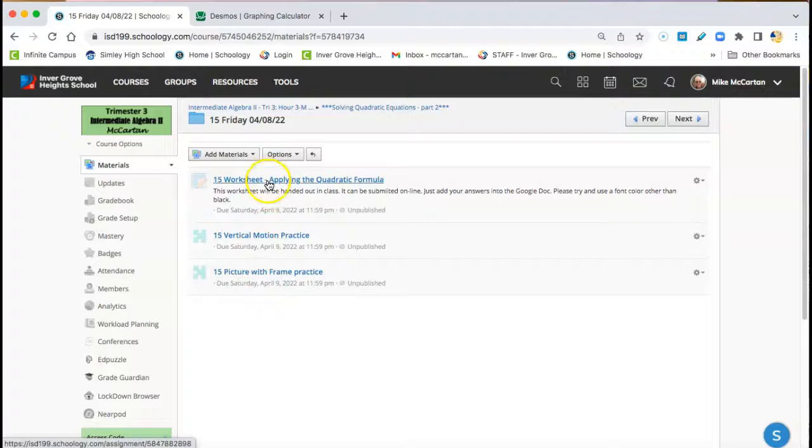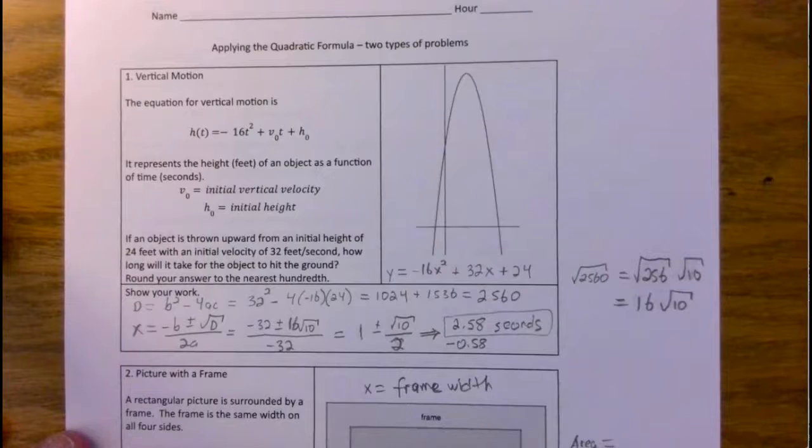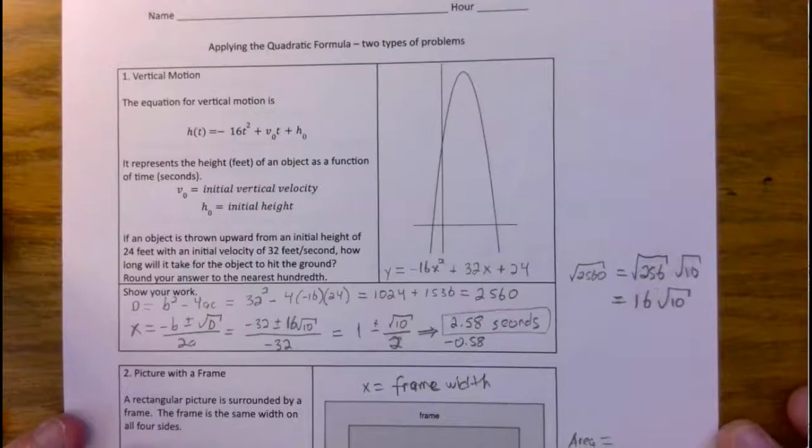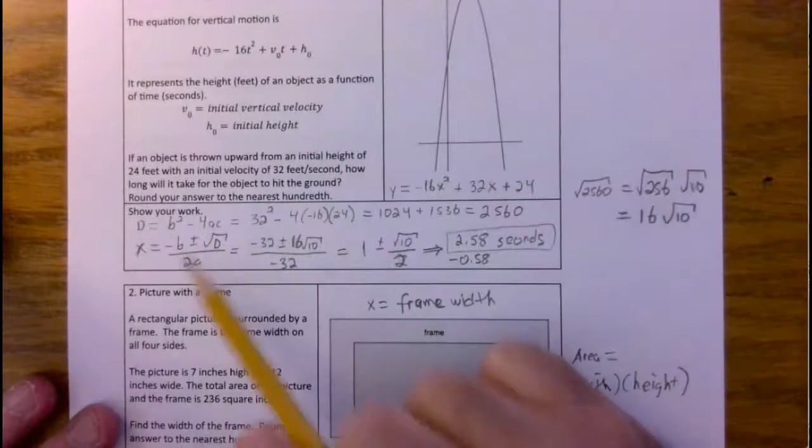Okay, so we're going to go straight for this worksheet right here. I'm going to put it underneath the document cam. Guys, there again are two types of application problems we're going to be looking at. The first one is the vertical motion. We've looked at both of these before. And the second one is the picture with the frame.